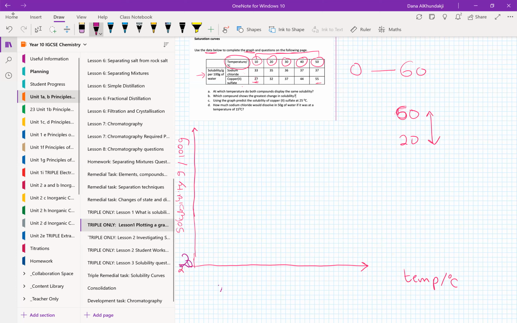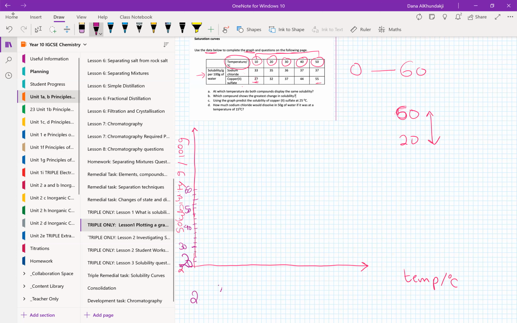Okay, and then I can use 4 here. 1, 2, 3, 4, and that would be like 30. 1, 2, 3, 4, and that would be 40. 1, 2, 3, 4, and that would be 50. 1, 2, 3, 4, and that would be 60, which means every small square on the y-axis is 2.5.